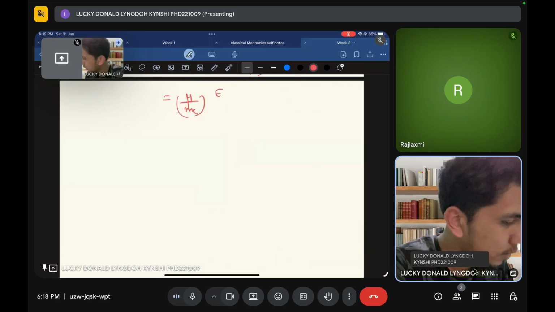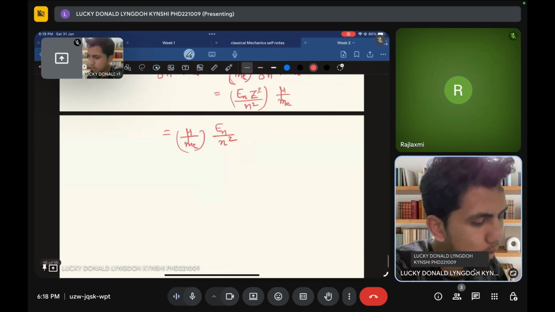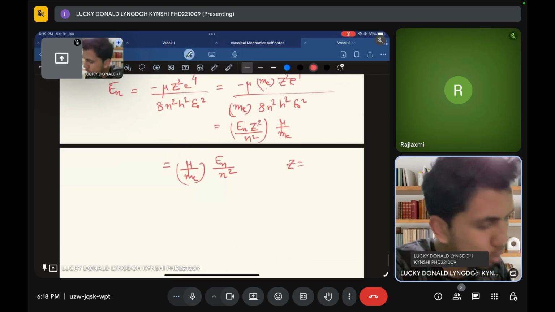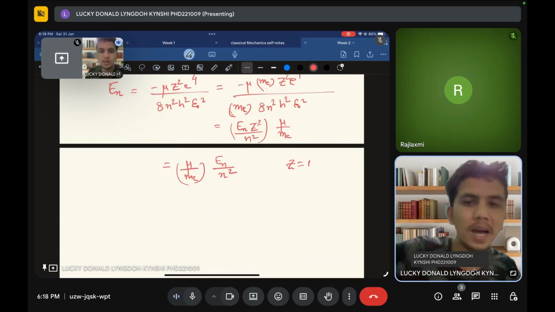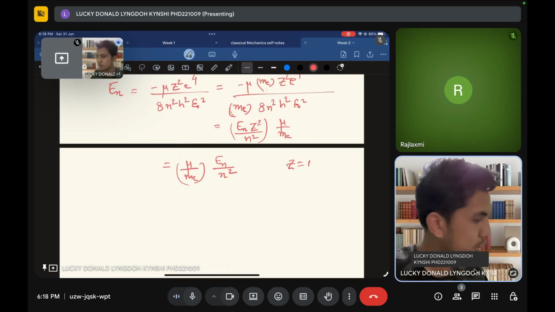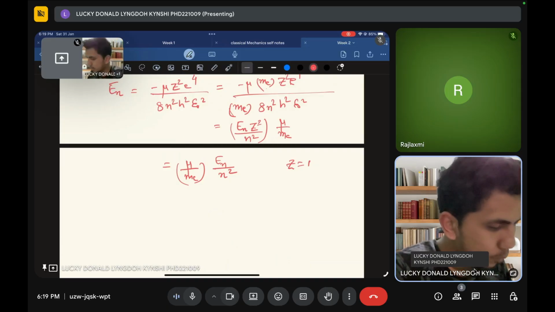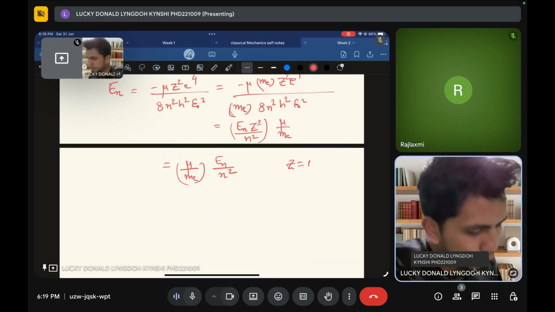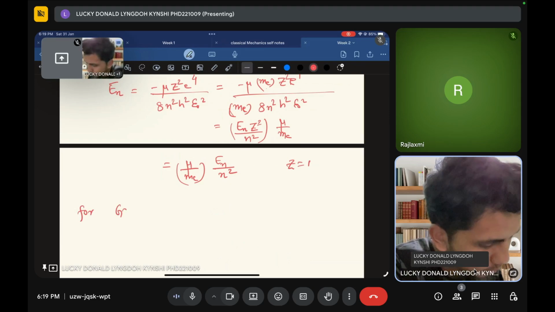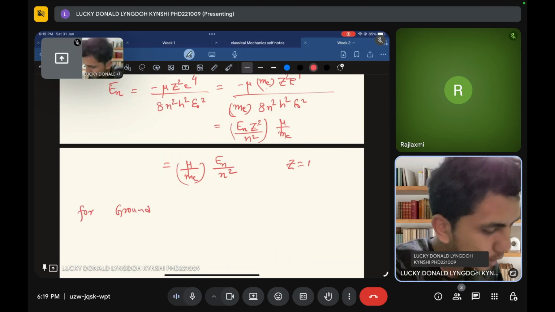Okay, En divided by n square. Why did I put Z equal to 1? Because it is a hydrogen atom, I can put Z equal to 1. Now, for the ground state, because it's a Lyman series, what happens?